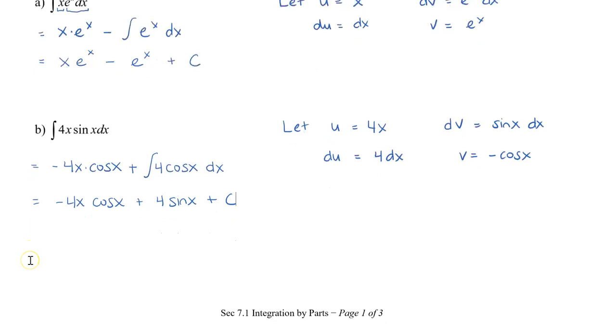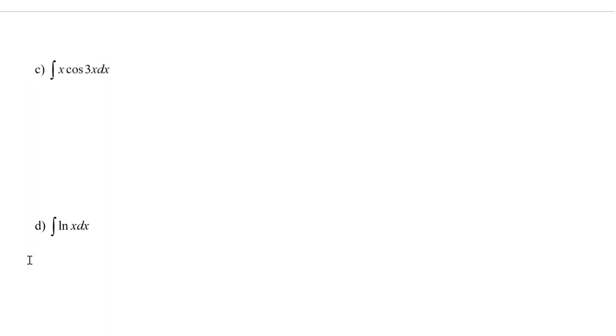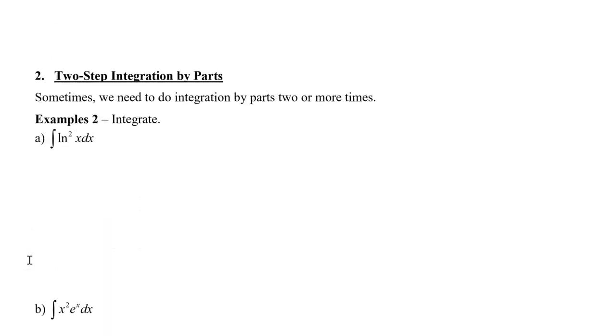All right, let's take a look at another example. Now, in this example, and in some examples, we need to do integration by parts two or maybe even more times. So let's say we're integrating the natural log of x, all squared. So we're going to let u equal the natural log of x, squared.